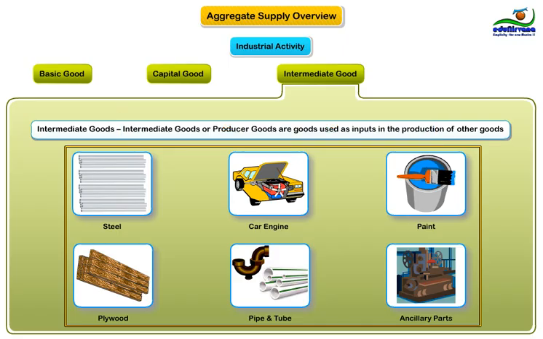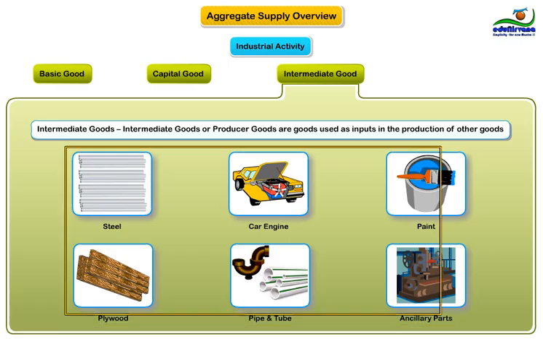In the production process, intermediate goods either become part of the final product or are changed beyond recognition in the process. An intermediate product is a product which is obtained during a manufacturing process, which may or may not be saleable and is not the intended final product.